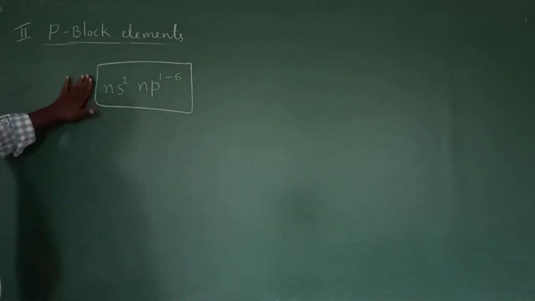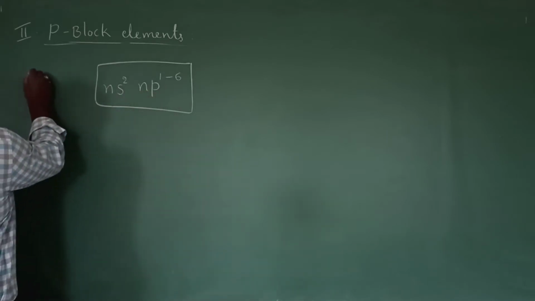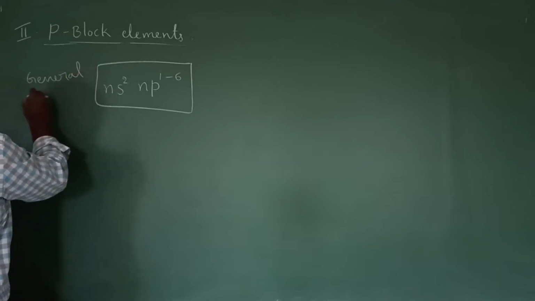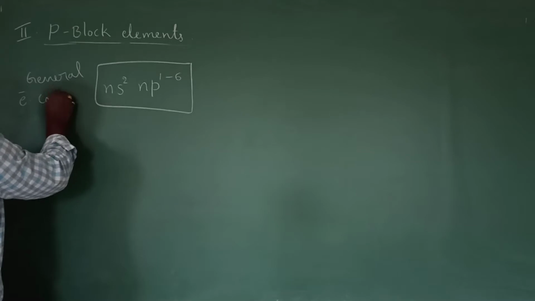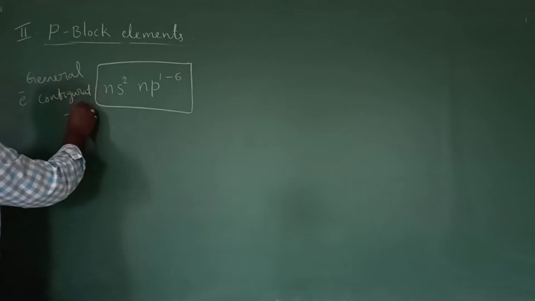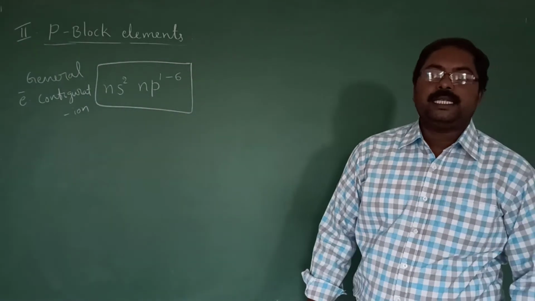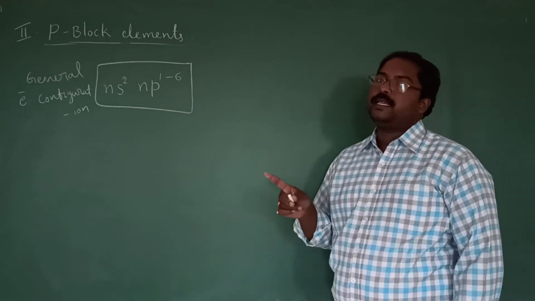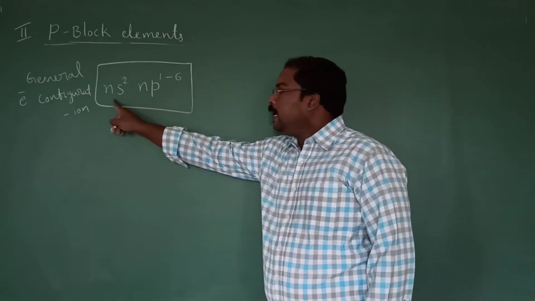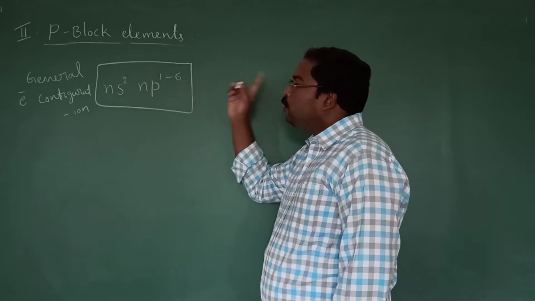Now, ns2np1 to 6 is the general electronic configuration of p block elements. Okay? For s block elements, the general electronic configuration is ns1 to 2. But coming to p block elements, the general electronic configuration is ns2 np1 to 6.